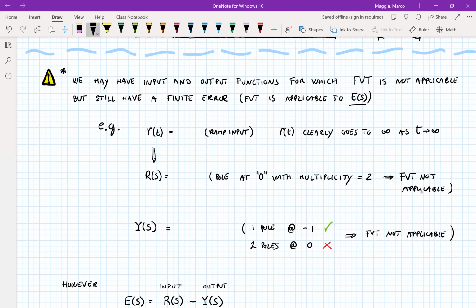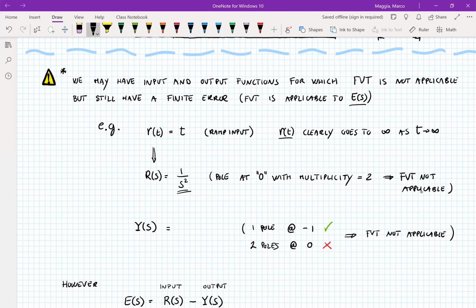Let me give you a quick example of that. Let's say that we have r(t) equal t. So we have a ramp input. r(t) clearly goes to infinity as time goes to infinity, because it's just equal to t. We can also take a look at it in the s domain. The transform is 1/s squared. Let's check the conditions for the final value theorem. We have two poles at the origin, so the multiplicity of 0 is 2. Therefore, the final value theorem is not applicable.